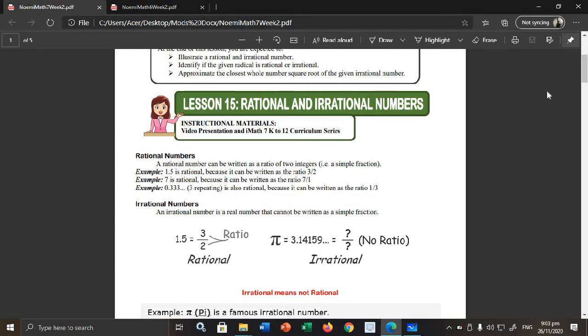And then when we say irrational numbers, we are talking about numbers that cannot be written as a simple fraction. So it is the opposite of rational. If rational numbers are the numbers that we can rewrite as a simple fraction or as a ratio, irrational numbers we cannot rewrite as a simple fraction or as a ratio. No?